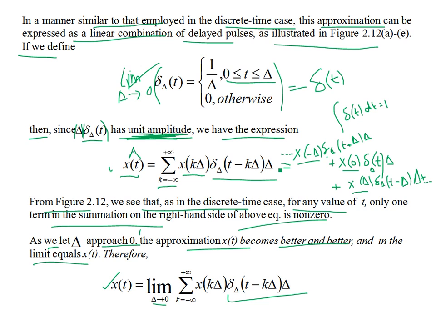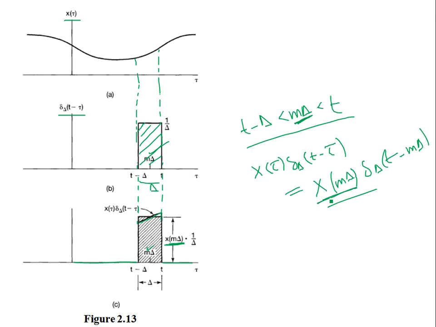Over here you will have an amplitude equal to x of m delta. That's exactly the point where the pulse exists, and delta is infinitesimally small. At that point you will have the value of the signal, that will be x of m delta. Otherwise the product is 0. If this is not the duration, then this product is 0.